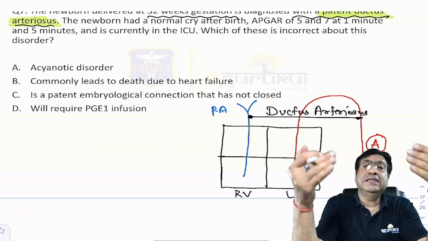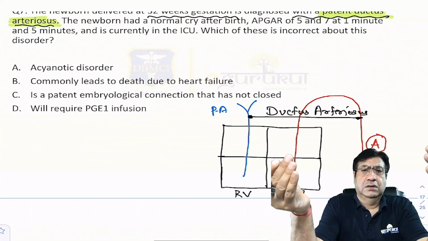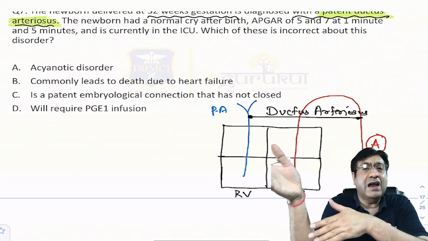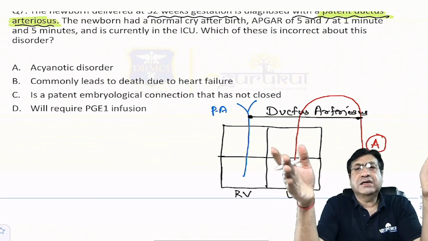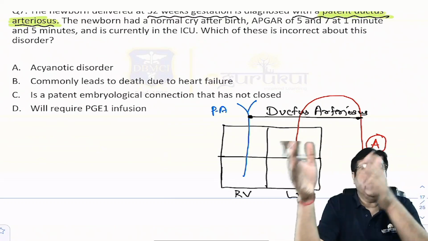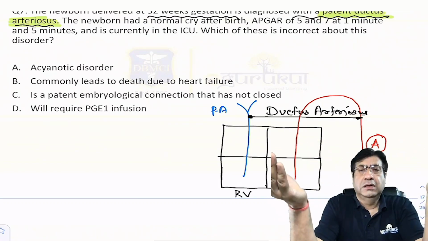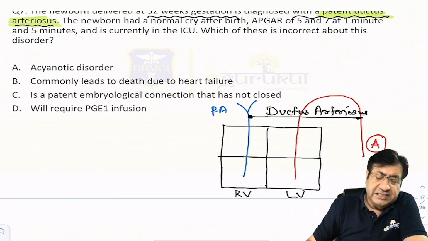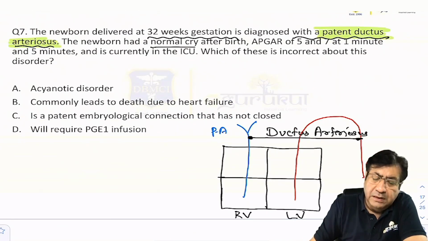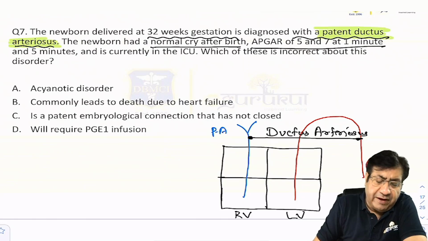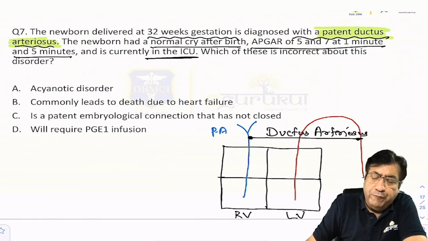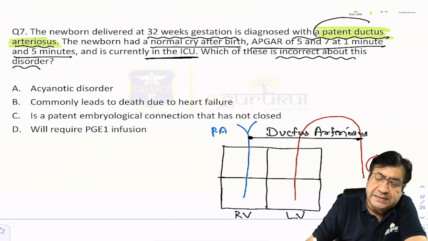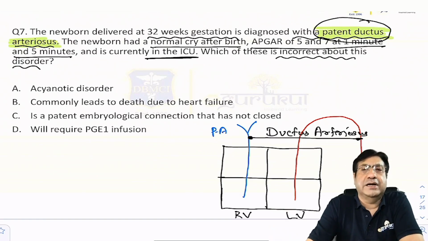However, suppose after birth this ductus arteriosus does not close. Anatomically, this ductus arteriosus should close between day 10 to day 21 after birth. When should it close? Between day 10 to day 21 after birth. But suppose it does not close, then this condition is called a patent ductus arteriosus. So in this child, the newborn has a normal cry after birth, APGAR of 5 and 7 at 1 minute and 5 minutes, and is currently in the ICU. Which of these is an incorrect statement about this disorder? So we are asking which of them is an incorrect statement about a patent ductus arteriosus.